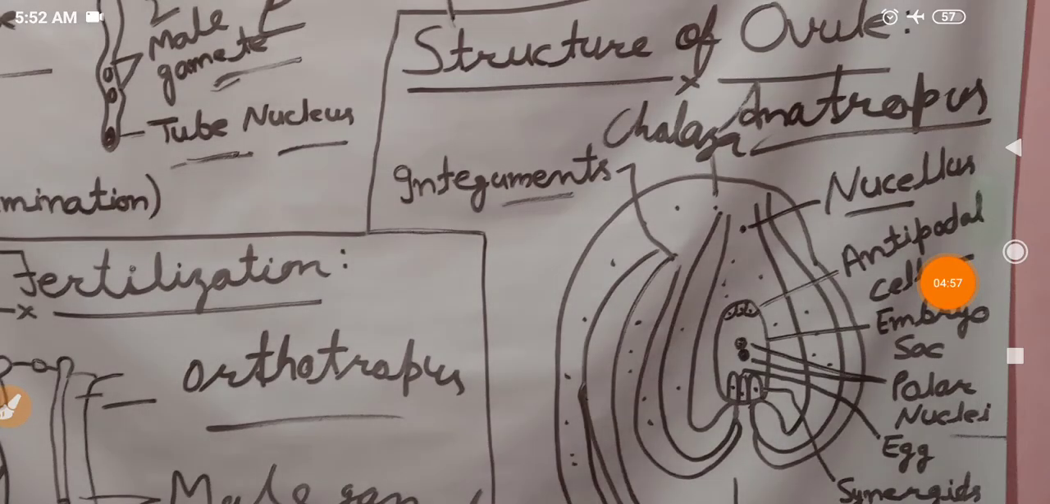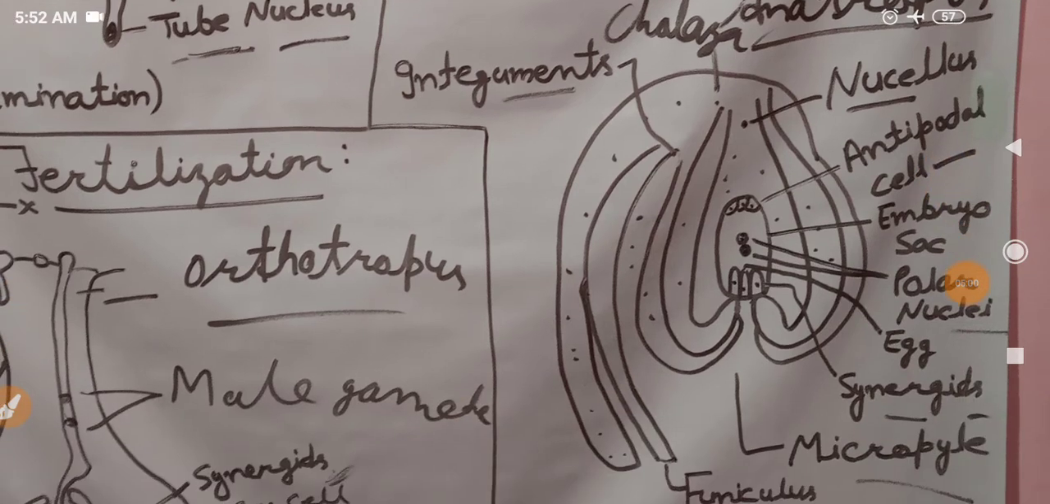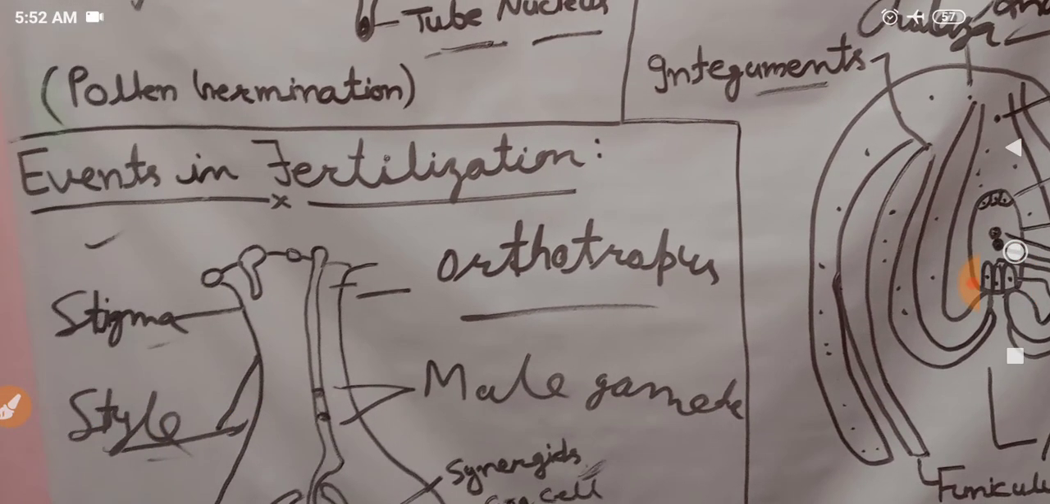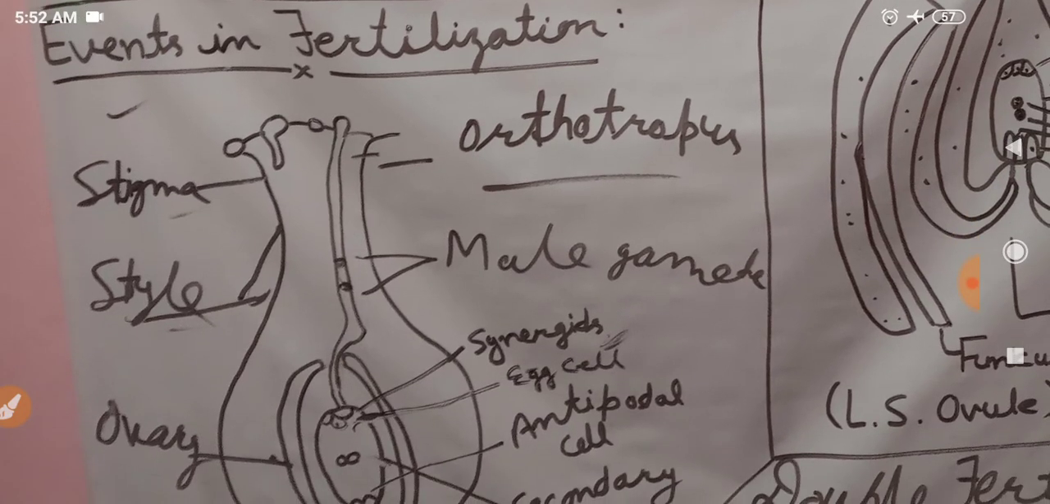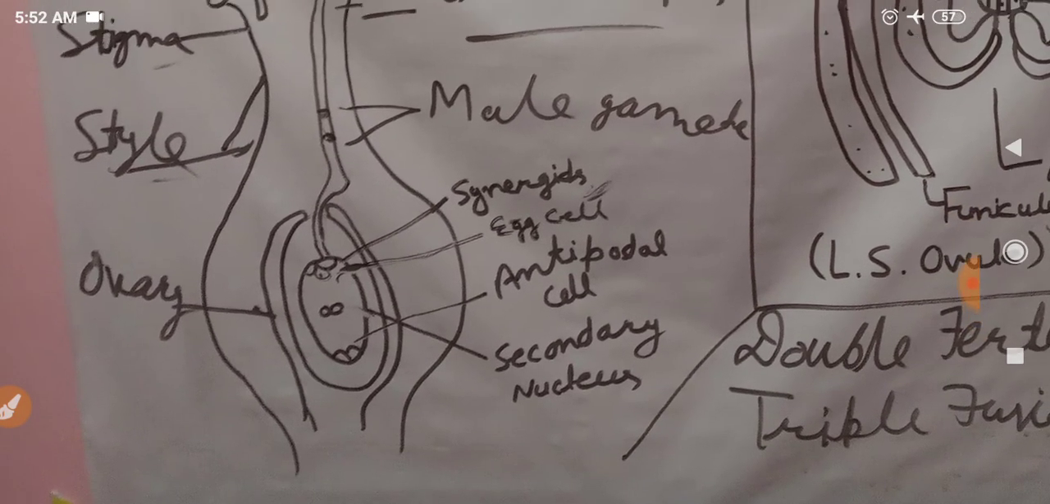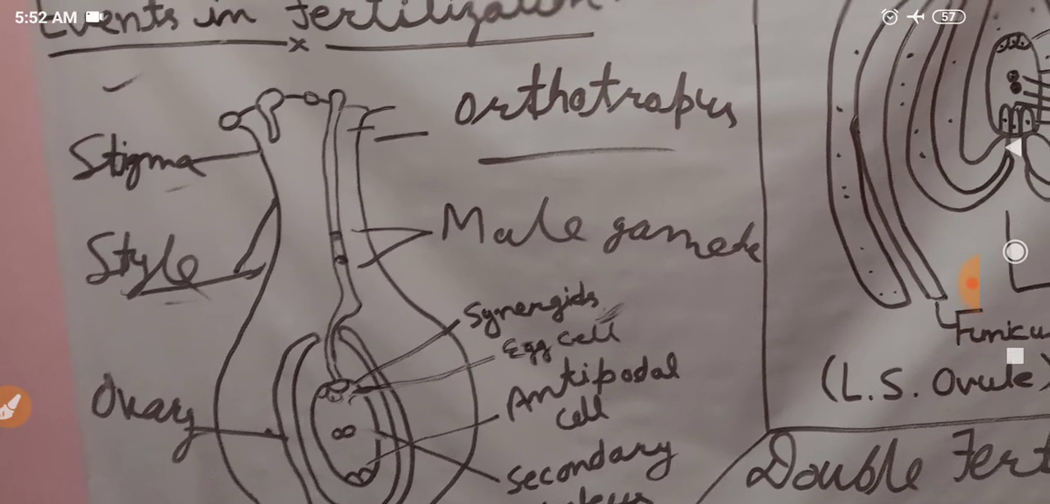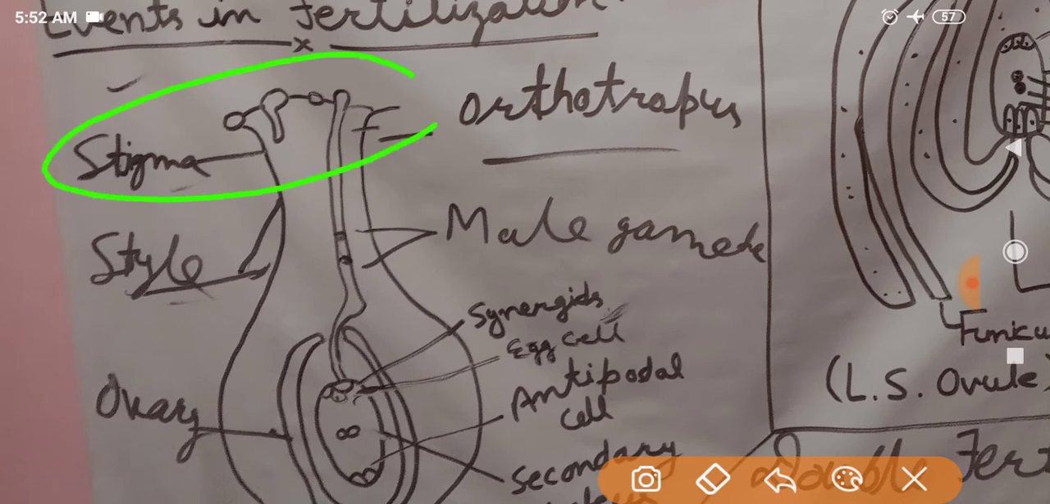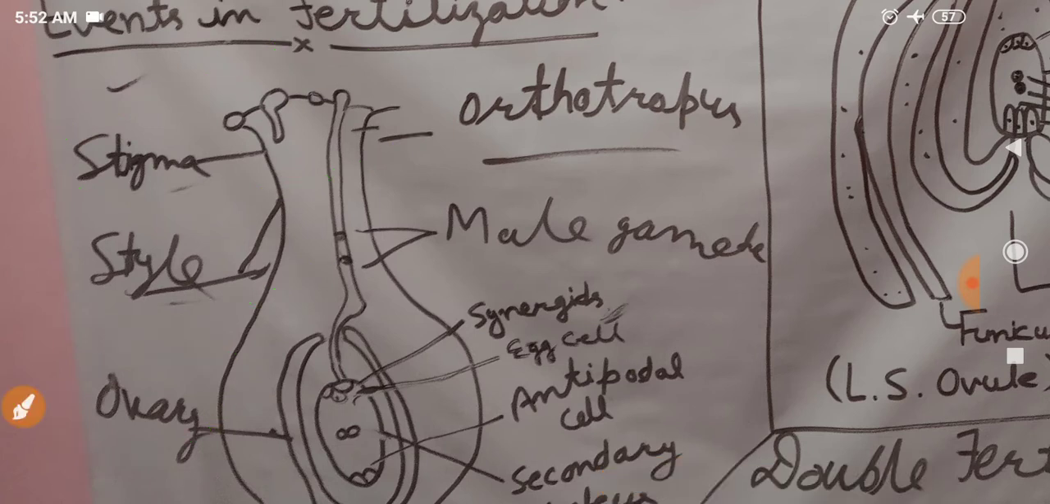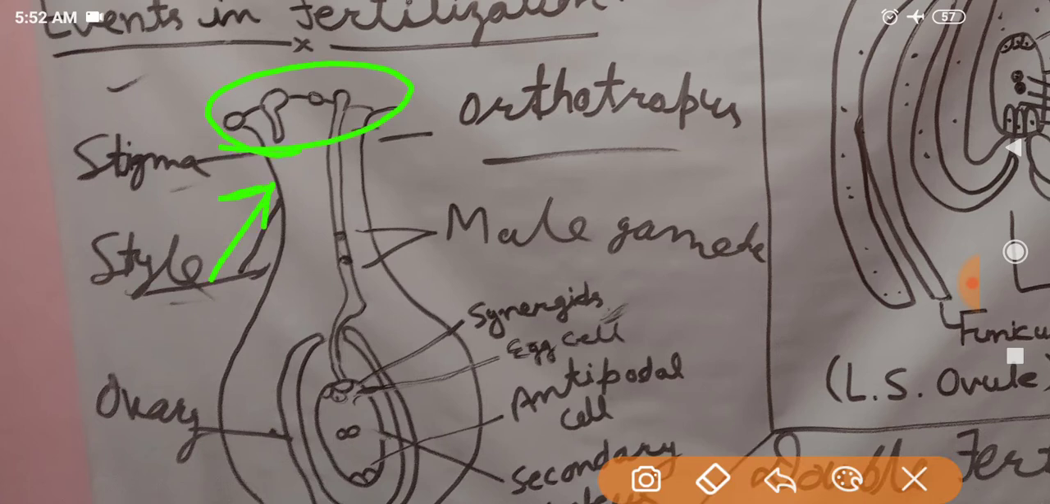After you see the structure of the ovule, now we move to the events in fertilization, or the process of fertilization, how fertilization takes place in plants. I made this orthotropous ovule for better understanding so that you can easily understand it. We know that the pistil has three parts: stigma, style, and ovary. The slender, neck-like structure is the style, the uppermost structure is the stigma, and the lowermost structure is the ovary.